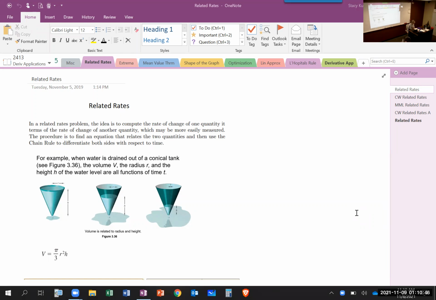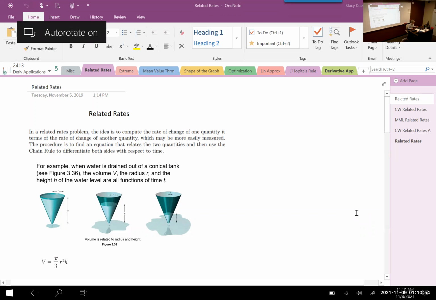We are moving into the application portion of our derivatives. So today we're going to talk about related rates, and all we're really using is implicit differentiation, which we could have covered when we did implicit differentiation, but I pulled it out. We're going to cover it today. And then we move into curve sketching for our functions.